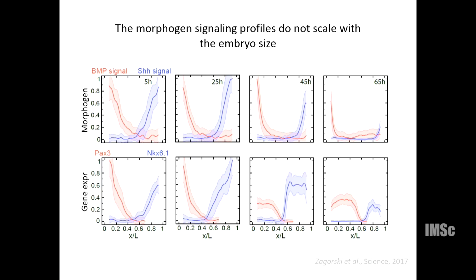So here are some examples: PAX3, NKX6.1, on the dorsal and ventral side. Initially, they are highly correlated with the input signals, but over time, especially after the morphogens move away from the center, you see the formation of sharp boundaries. So they get this sigmoidal shape.